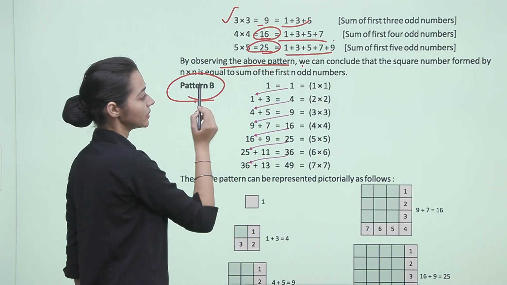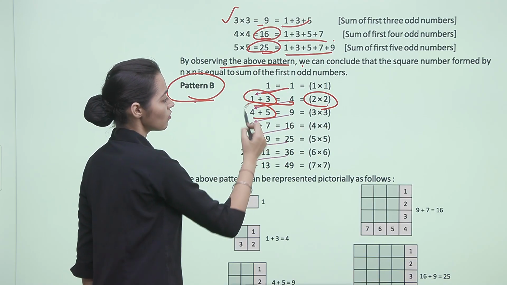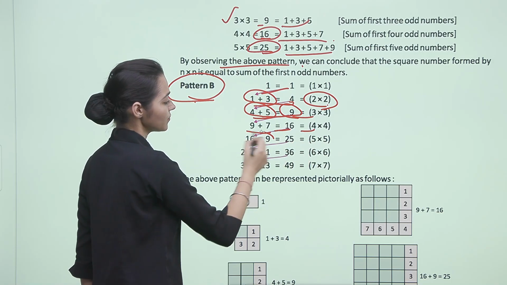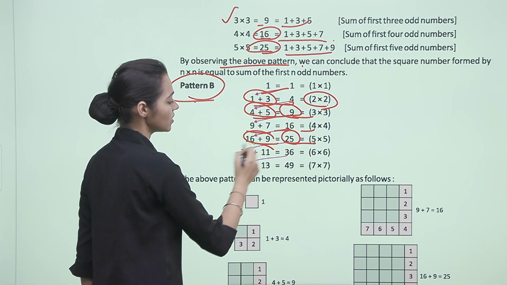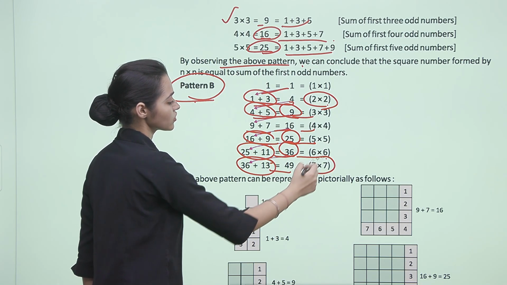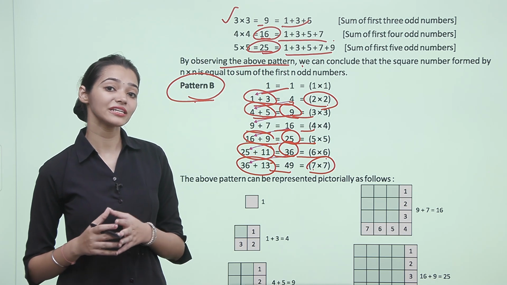Now here is our pattern B. In this, 1 plus 3 is 4 which is the square of 2, 4 plus 5 is 9 which is the square of 3, 9 plus 7 is 16, square of 4, 25, square of 5, 25 plus 11 is 36 and 49 which is the square of 7. Now the above pattern can be represented pictorially as follows.